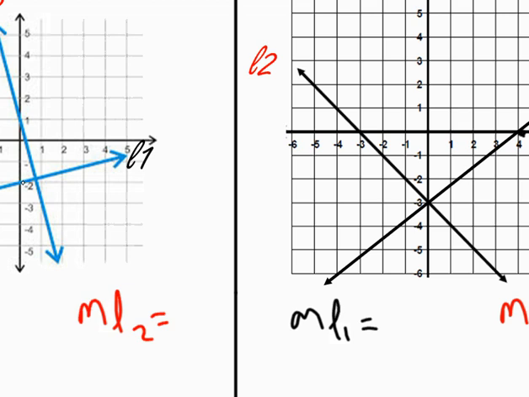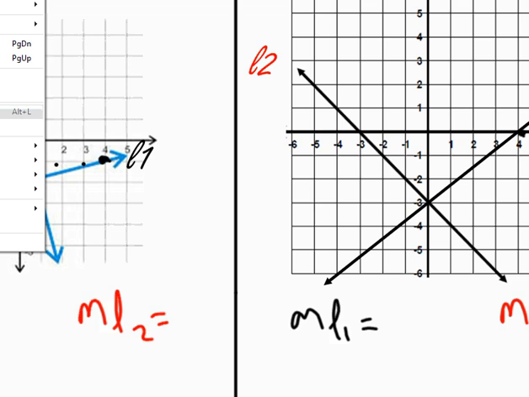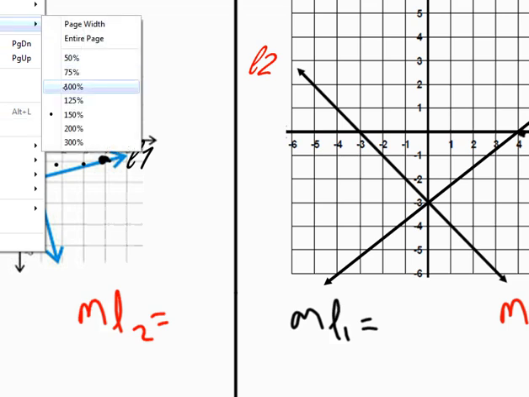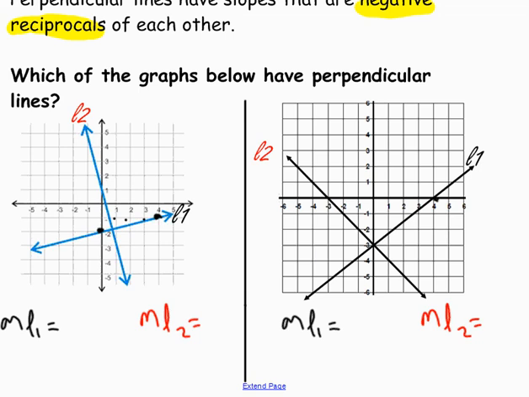So here's line 1. I'm going to use this point and this point to calculate the slope. So it goes up 1 and it goes over 1, 2, 3, 4. So the slope of line 1 is 1 over 4.